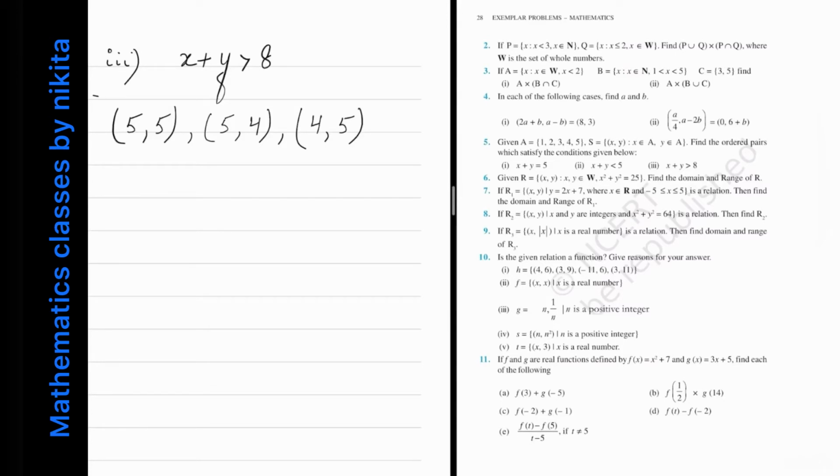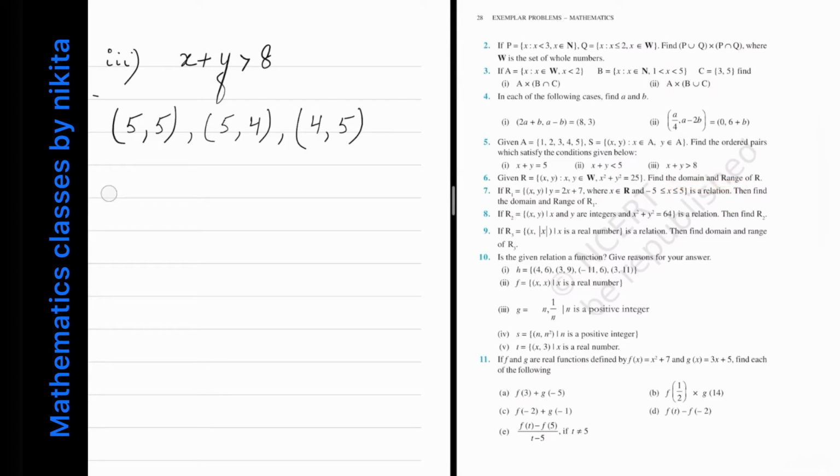Now let's see question number 6. Now question number 6 says that given R is equal to all those (x, y) such that x and y are coming from W and x square plus y square is equal to 25. You have to find the domain and the range of R.